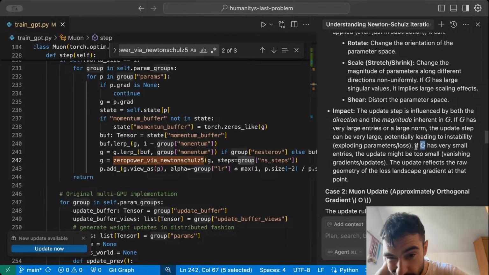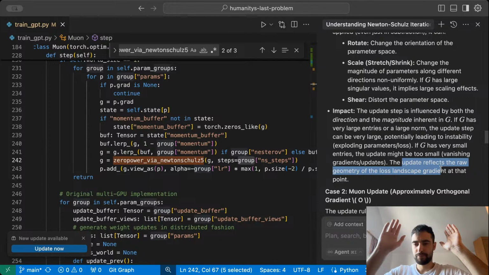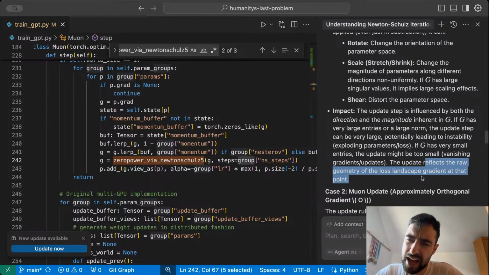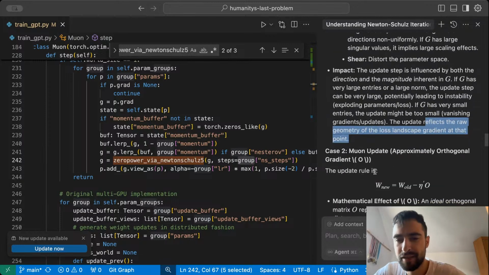If G has very small entries, the update might be too small. Vanishing gradients updates. The update reflects the raw geometry of the loss landscape gradient at that point. What? I thought the update reflects the direction in which to move, not the landscape geometry. I don't know. Maybe it's the same thing.